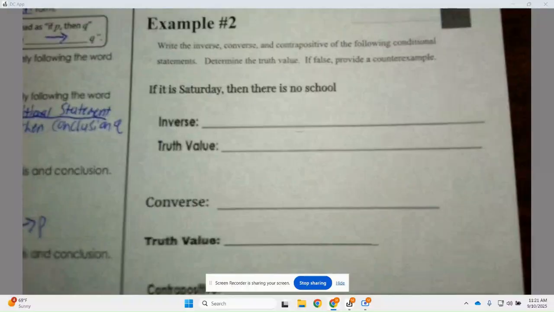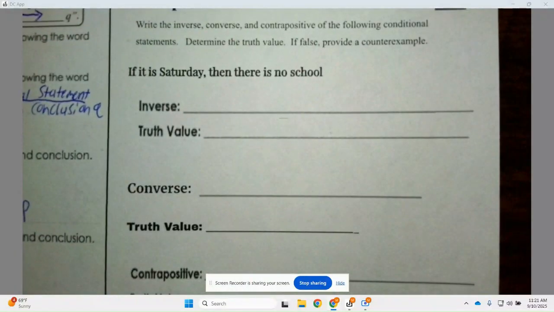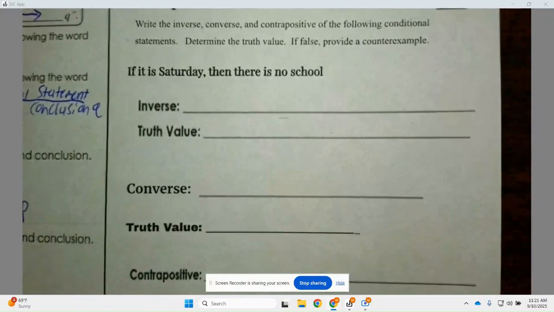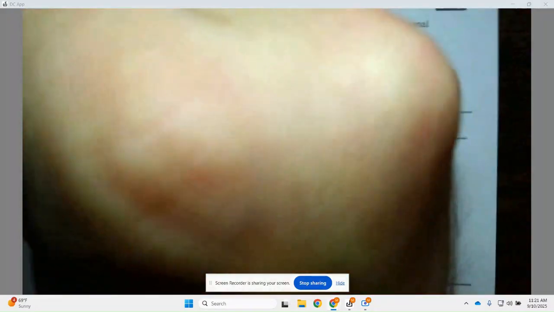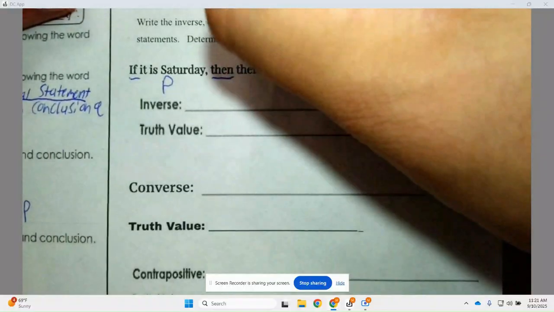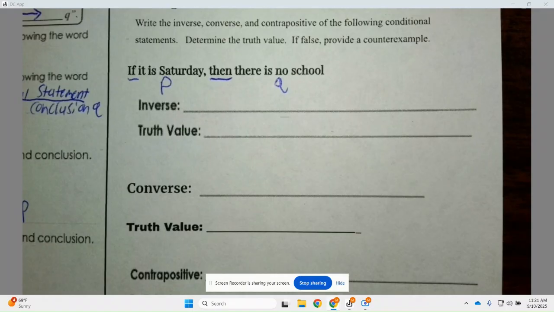Example 2 gets a little bit more challenging. We have to now write the inverse, the converse, and the contrapositive of this statement right here. Then determine the truth value. And if it's false, we have to show why. So, if it is Saturday, let's break this down. If, there's our if, the hypothesis is that it is Saturday. Then the conclusion, there is no school. All right? So if it is Saturday, then there is no school.